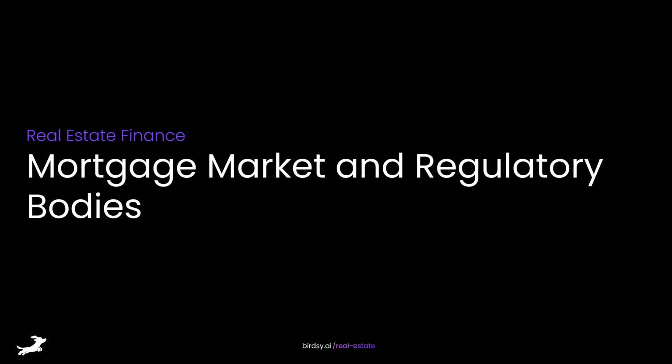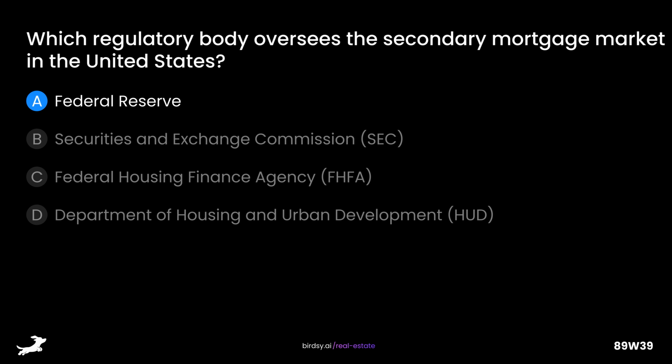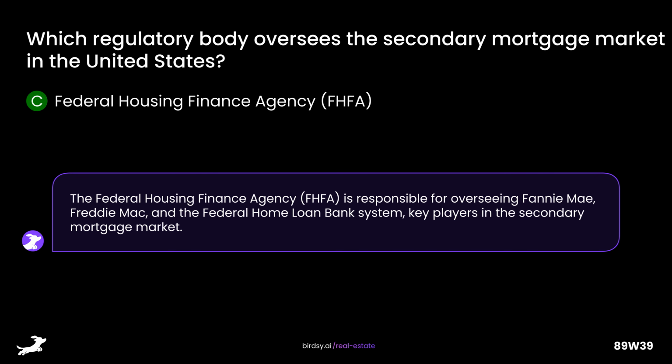Mortgage market and regulatory bodies. Which regulatory body oversees the secondary mortgage market in the United States? Is it A, Federal Reserve, B, Securities and Exchange Commission, SEC, C, Federal Housing Finance Agency, FHFA, or D, Department of Housing and Urban Development, HUD? The answer is C, Federal Housing Finance Agency. The Federal Housing Finance Agency is responsible for overseeing Fannie Mae, Freddie Mac, and the Federal Home Loan Bank system, key players in the secondary mortgage market.